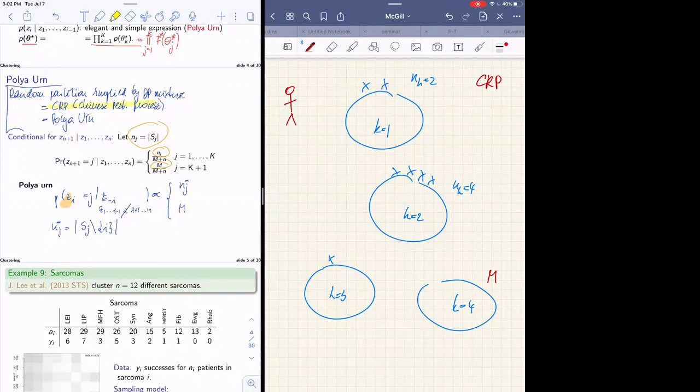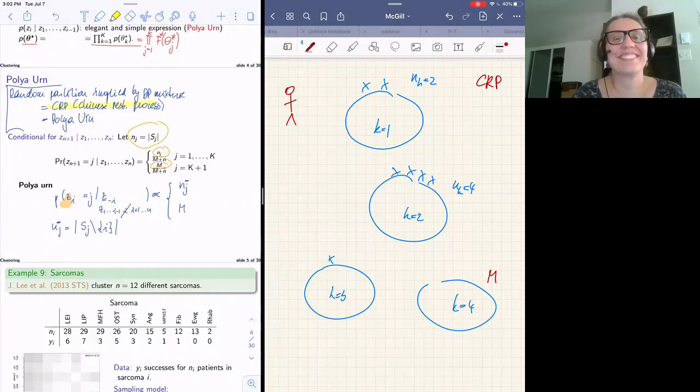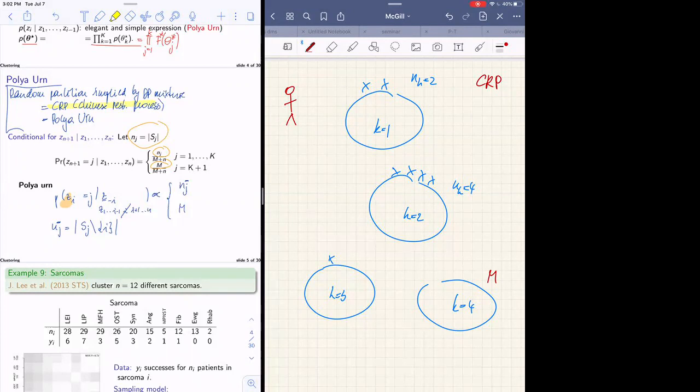So thank you very much, and I hope to still see you tomorrow. Tomorrow we'll talk more about random partitions and then hierarchical priors. Hierarchical priors will be probability models on probability models on probability models.